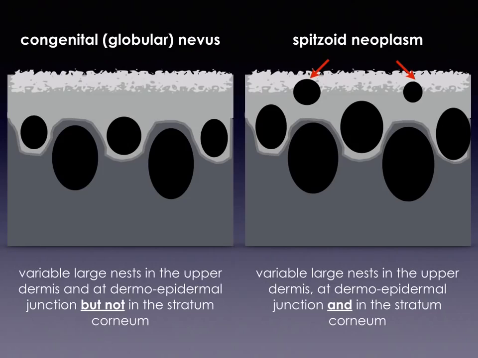In congenital nevi that show a globular pattern, we will find variable large nests of melanocytes, mainly in the upper dermis and at the dermoepidermal junction, but not in the stratum corneum. Instead, in schizoid neoplasms, we also find variable large nests in the upper dermis at the dermoepidermal junction, but additionally we can find pagetoid spreading nests, so melanin, in the stratum corneum.